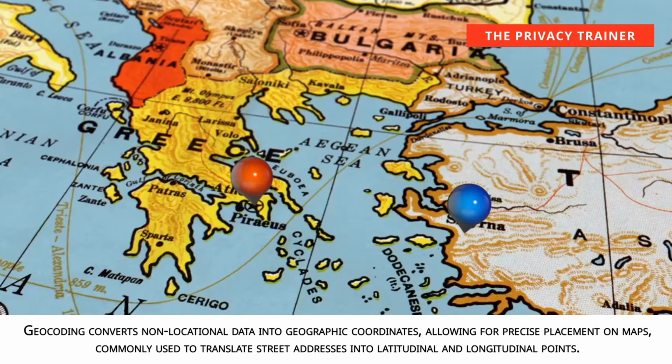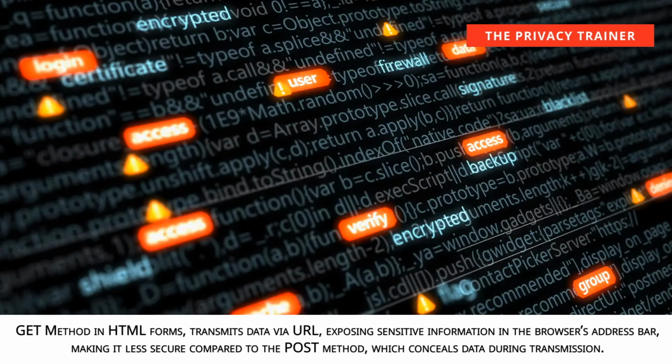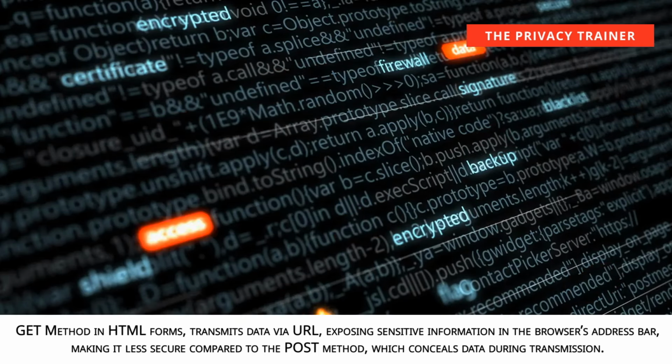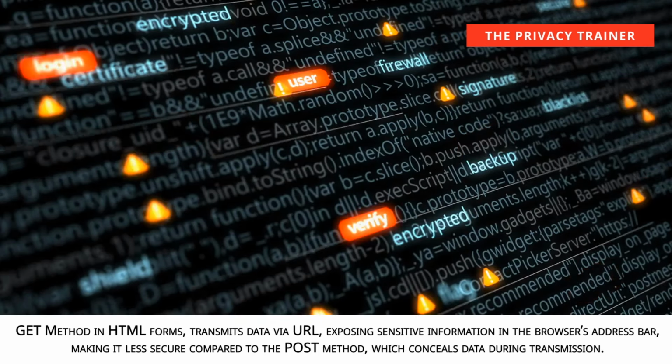Geotagging adds geographical identification metadata to various media, including photos and social media posts, embedding details like latitude, longitude, or city and state. Geotargeting tailors advertising to audiences based on their geographic location, optimizing marketing efforts to be more relevant to local demographics and preferences. Get method in HTML forms transmits data via URL, exposing sensitive information in the browser's address bar, making it less secure compared to the post method, which conceals data during transmission.